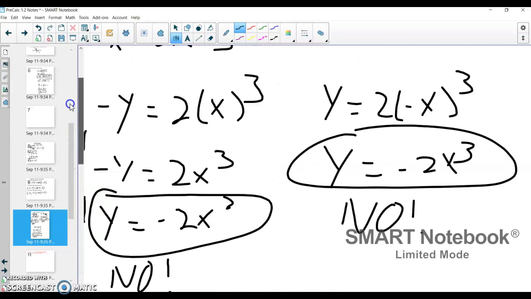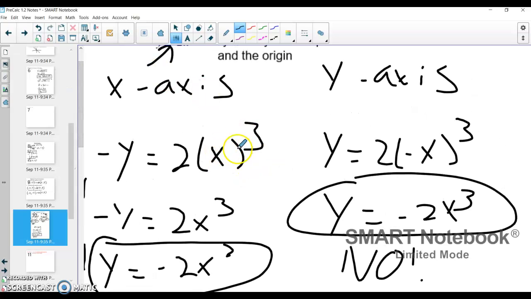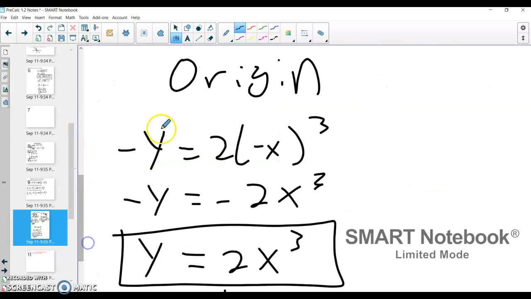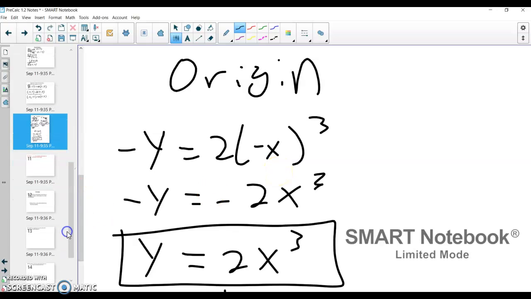All right, it's kind of a confusing concept because we're plugging things in, but that's where the cubing or the squaring is going to really help us. And so remember, x-axis symmetry, plug in that negative y; y-axis symmetry, plug in the negative x; and origin symmetry, plug in a negative y and a negative x. I will be able to finish the rest of the notes in a short part 2.